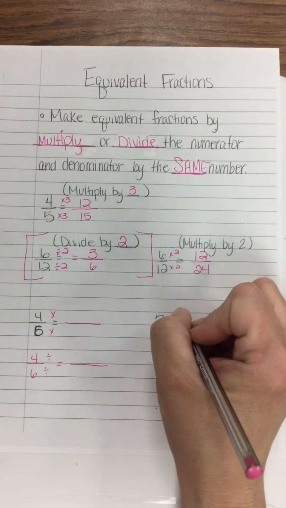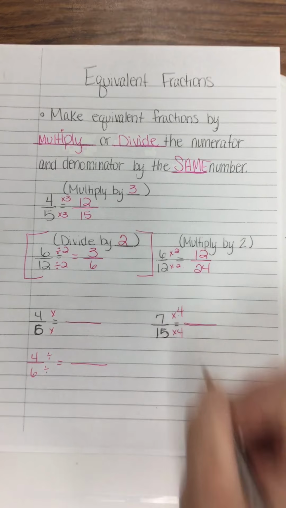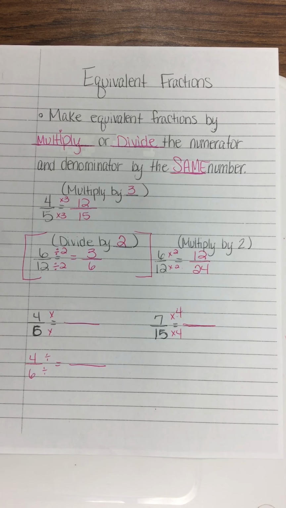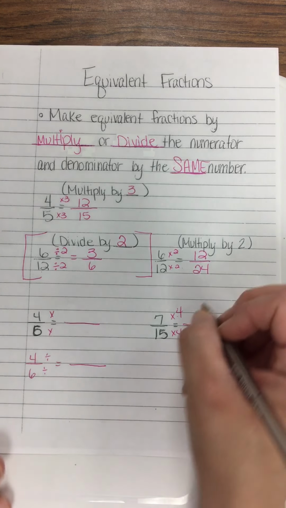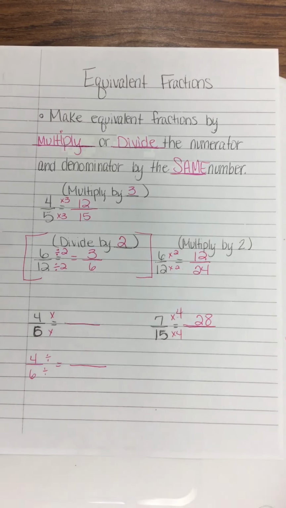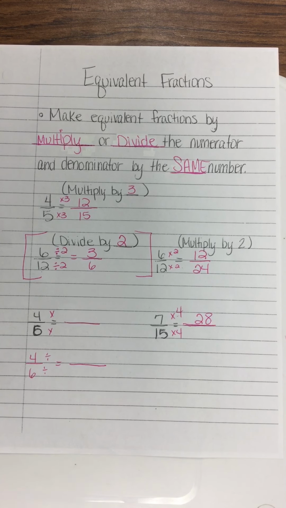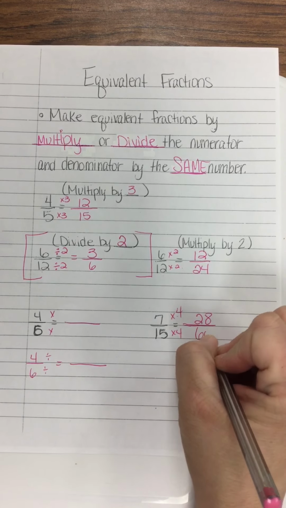I'm going to do 4. Okay. 7 times 4 is 28, and 15 times 4 is 60. 7/15 is equivalent to 28/60.